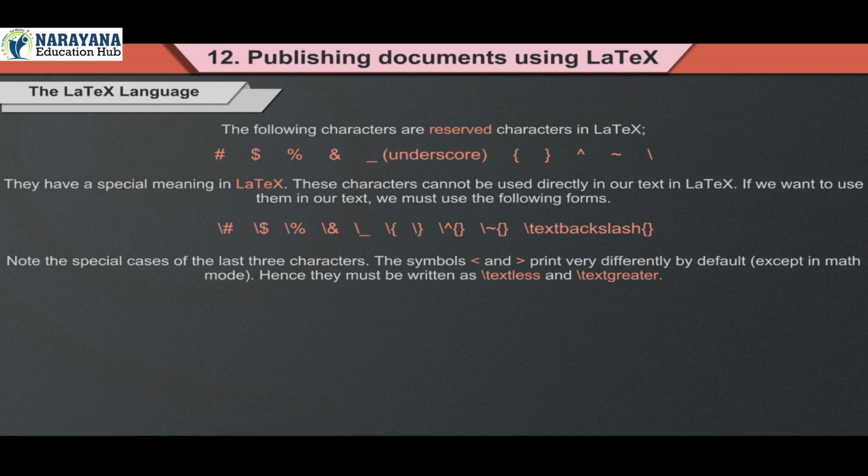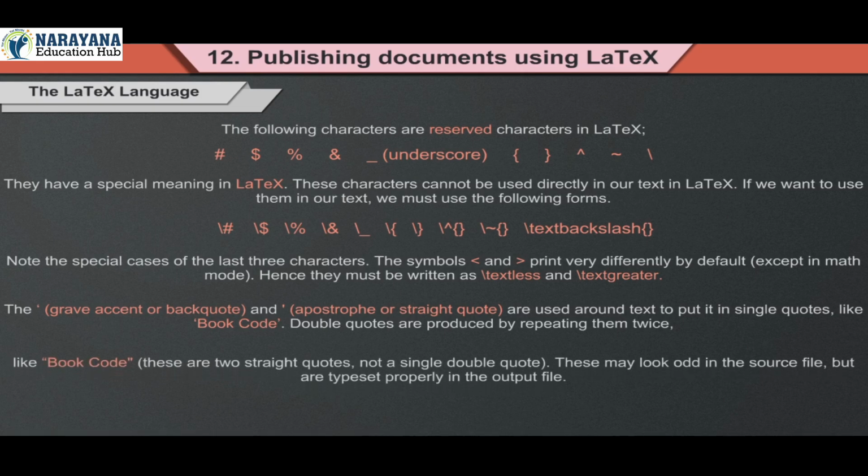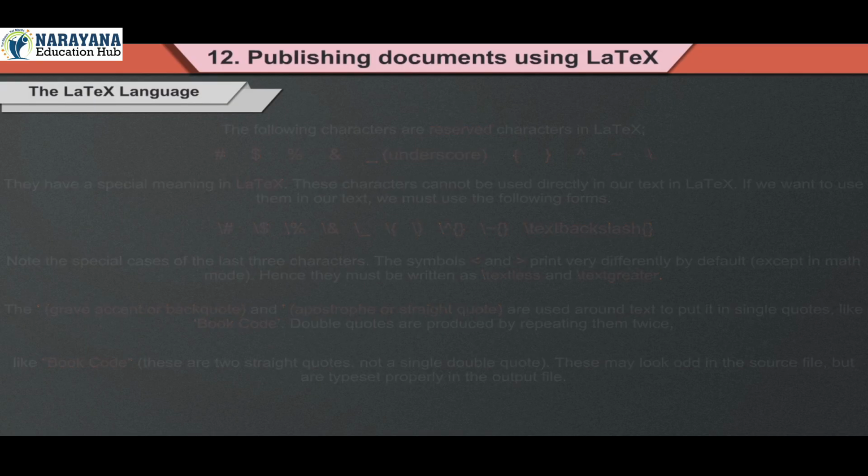The symbols greater than and less than print very differently by default except in math mode. Hence they must be written as \textless and \textgreater. The grave accent or backquote and the apostrophe or straight quote are used around text to put it in single quotes, like this. Double quotes are produced by repeating them twice. These are two straight quotes, not a single double quote. These may look odd in the source file, but are typeset properly in the output file.